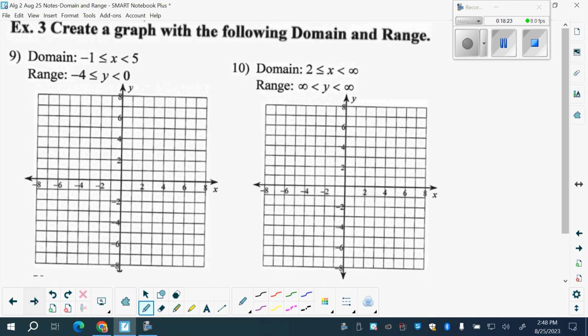So we want to draw a graph. So what point could we start at? -1, -4. Yes, -1, -4 is perfect. And do we have a closed circle or open? Closed. No options on this one, and I'll tell you why in a moment. Where would the other point be? 5, 0, open. And then we just want to connect them. So it could be a curve, it could be a straight line, but they have to be connected.